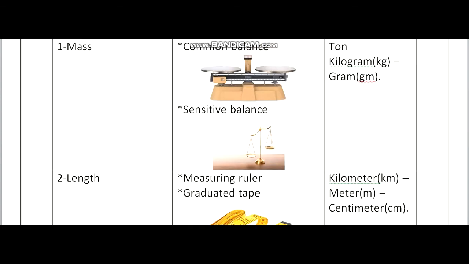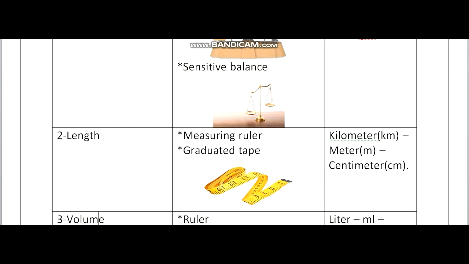Okay, and now let's talk about the measuring tools of length. I can use two tools to measure length. I can use the ruler to measure small lengths like a book or a phone, any small object. Number two, I can use a graduated tape. This is a graduated tape. I can use it to measure large lengths like doors, tables, windows, walls, any large object.